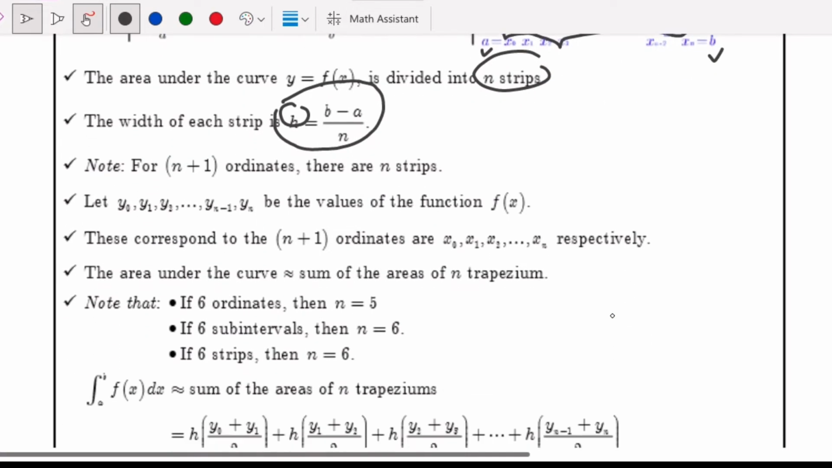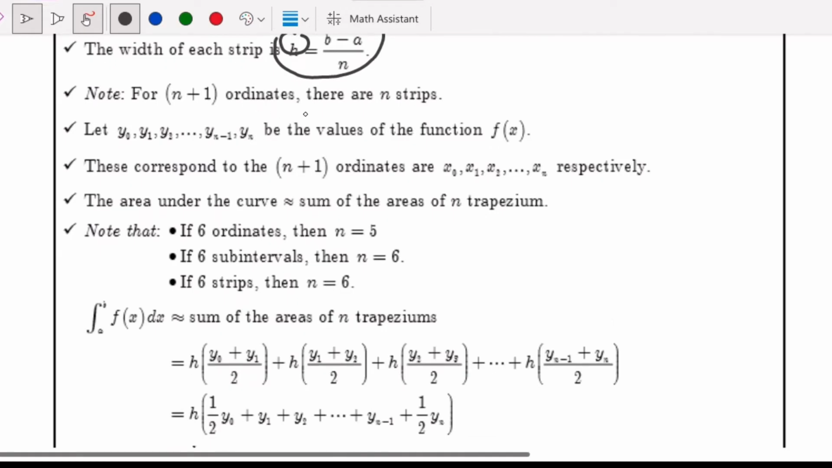Let's move on. For n plus 1 ordinates, there are n strips. This is very important. You need to pay attention. This is for future reference. If there are 6 ordinates, then it refers to 5 strips.